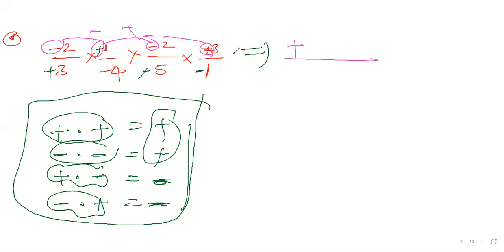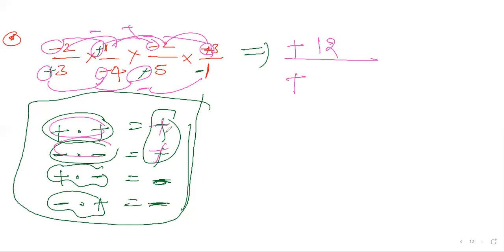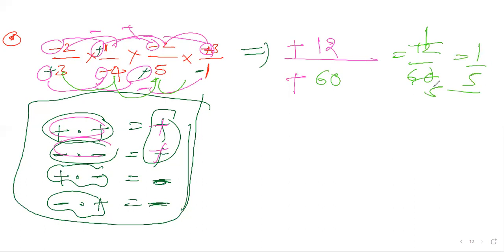Next, 2 1s are 2, 2 2s are 4, 4 3s are 12. Next plus into minus, minus. Minus into minus, plus. Both are same, you'll get plus. Remember. Next here, 3 4s are 12, 12 5s are 60. So 12 by 60. 12 1s are 12, 12 5s are 60. So answer is 1 by 5. Clear? So this is how to multiply the numbers. It's very clear.